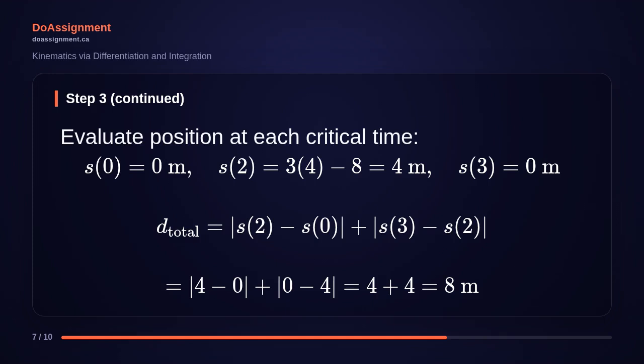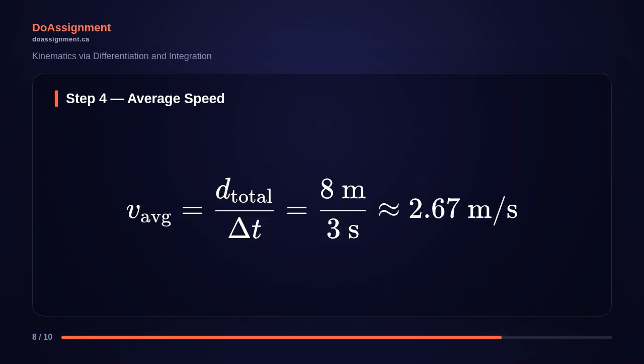The position at t equals 0 is 0 meters, at t equals 2 is 4 meters, and at t equals 3 is 0 meters. Total distance equals the absolute value of 4 minus 0 plus the absolute value of 0 minus 4, giving 4 plus 4 equals 8 meters. Average speed equals total distance divided by total time, which is 8 divided by 3, approximately 2.67 meters per second.